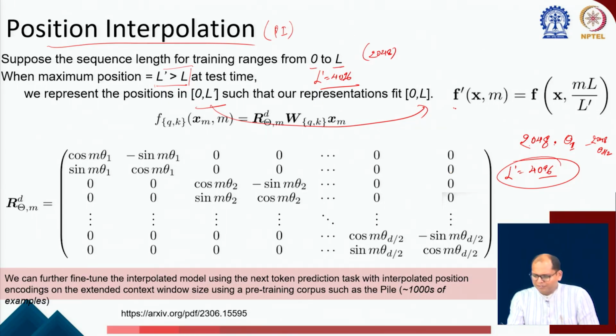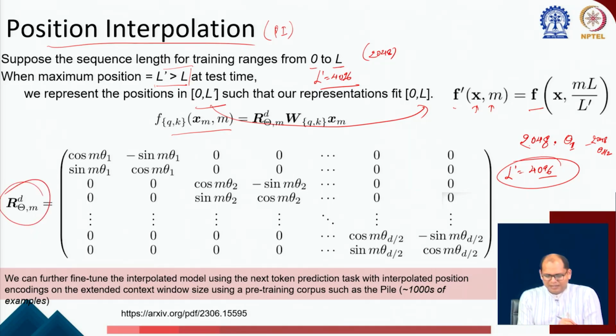How? So, suppose this was my model. That was applying to x and position m earlier, this was my model f(x, m), right, where this was my rotary matrix with m theta 1 to m theta d by 2. Now, the new angles will be, so originally they were m theta 1 to m theta d by 2. What will be the new angle? I will say, okay, it will be m L by L prime theta 1 to m L by L prime theta d by 2.